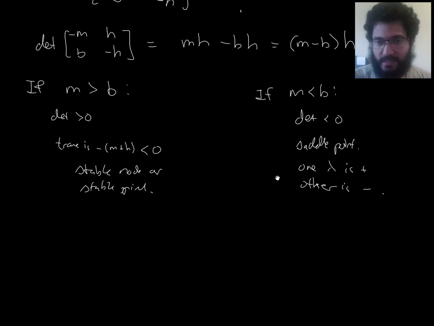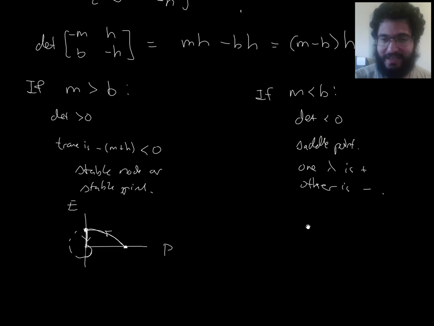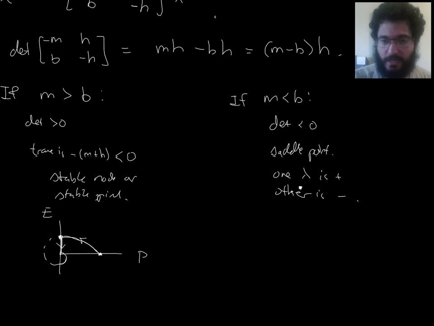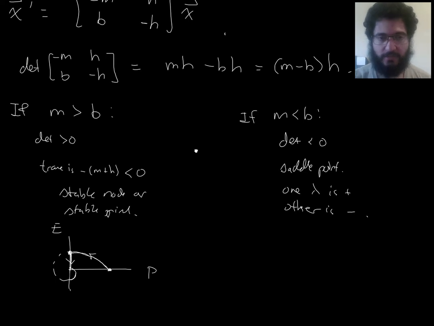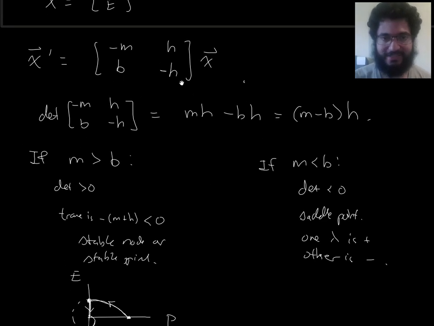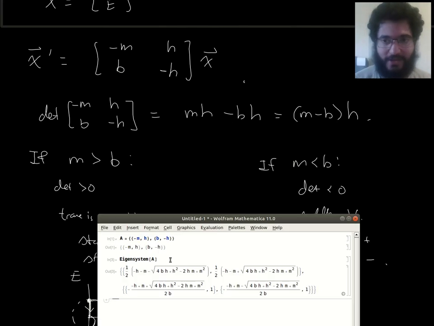I guess I'd like to have a nicer picture for the saddle point case. But I really don't want to go through and get the eigenvectors by hand with the parameters here. All right, so I just did this.